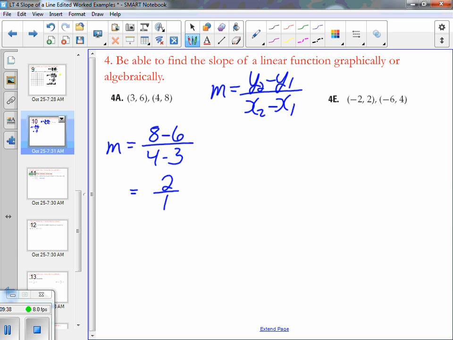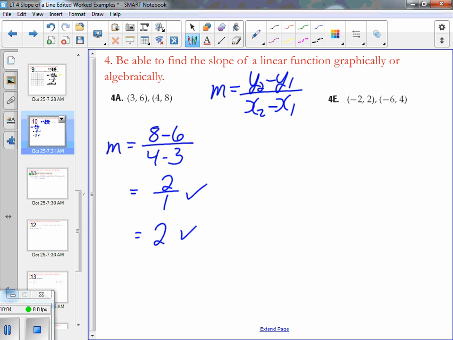Anybody get what I got? Now, since this is a slope, I like my answer to be a fraction, but we do know that 2 divided by 1 is 2. I'll take either of these as the correct answer for a slope, okay? If it wasn't slope, if it was something else, I'd want 2 for sure. But as a slope, 2 over 1 is as good as 2. So either one of those are fine with me.